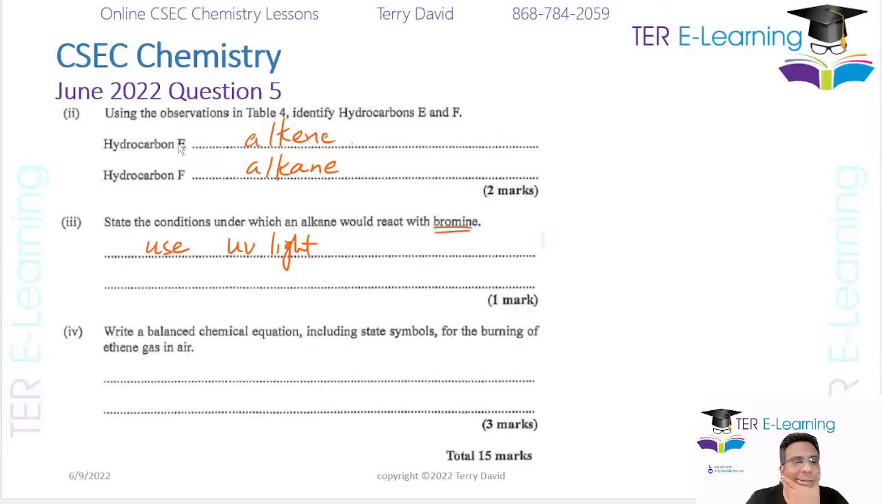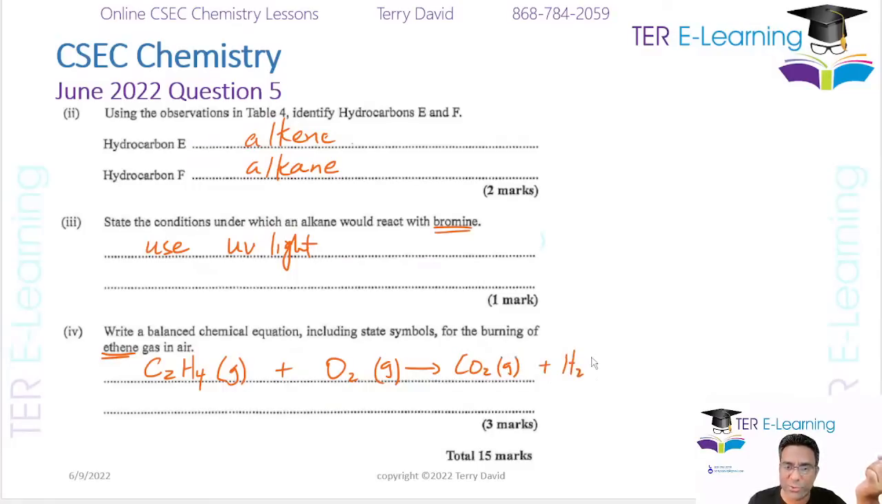Right, next part. Write a balanced chemical equation including state symbols for the burning of ethene gas. Right, so 3 marks for this. So they want you to make sure you use the correct formula for ethene. Ethene is an alkene. It has 2 carbons in it. Right, so this is going to be C2H4. Right, because it's an alkene. It's a gas. And you want to burn this thing in oxygen. So how I teach my class to balance this, the first thing we do, once you burn a hydrocarbon in oxygen, you're going to get carbon dioxide gas and you're going to get water. Those are my 2 products.